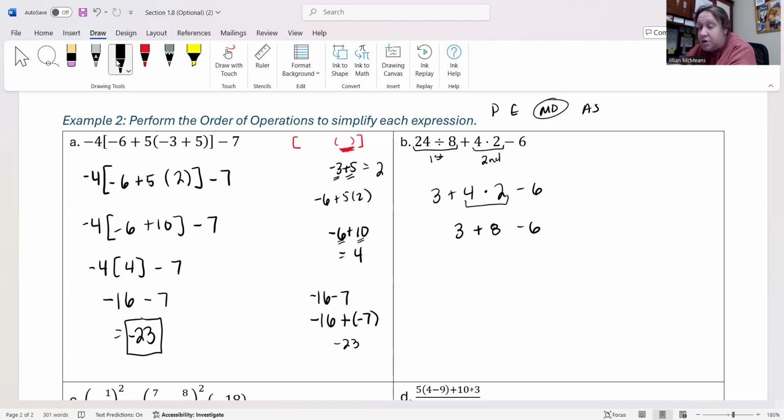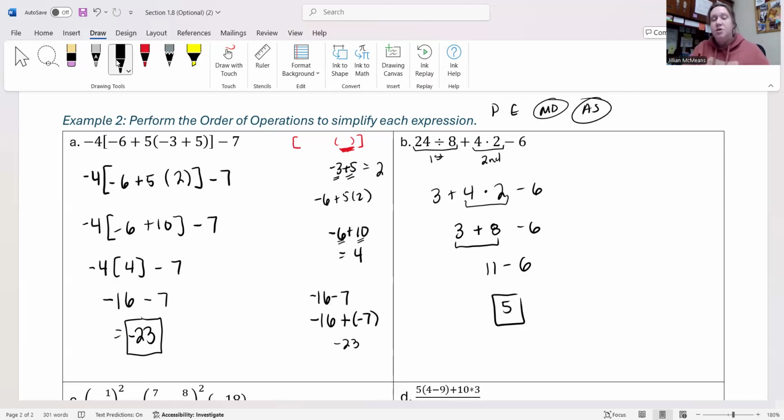And now we're at the point where we're just doing the addition and subtraction. So again, we just go left to right. So left to right, I have addition first. So I have 3 plus 8, which is 11. Drop down your minus 6. And then finally, 11 minus 6 is 5.